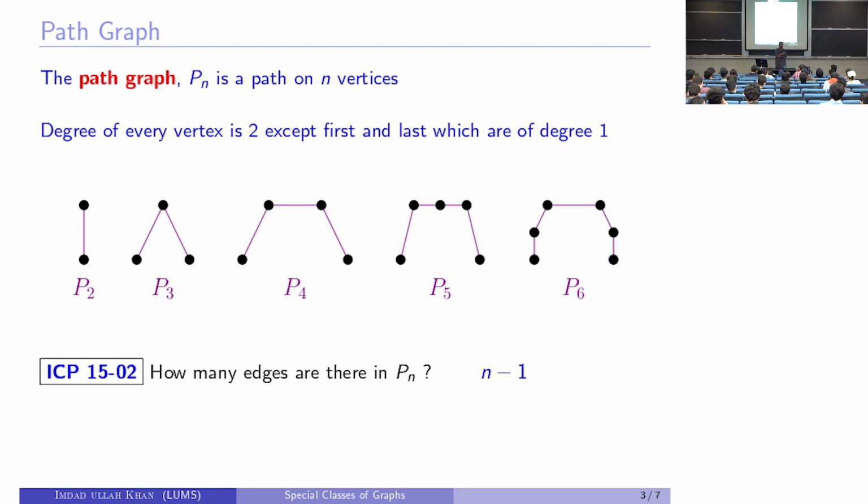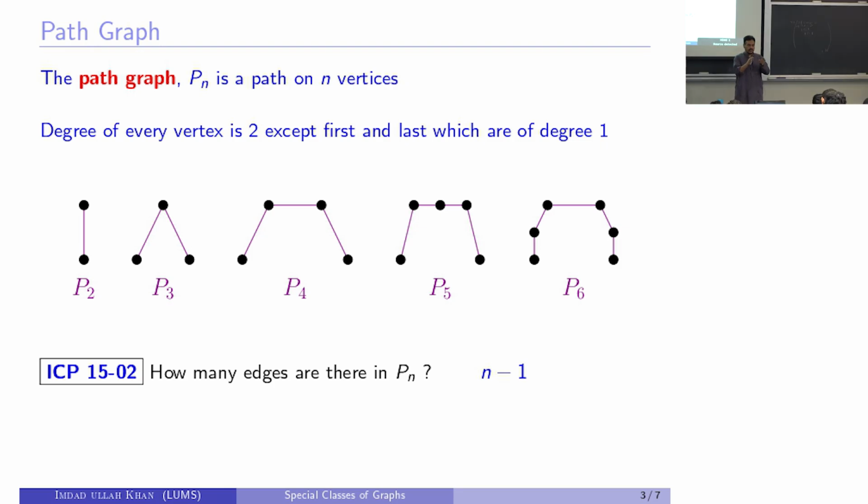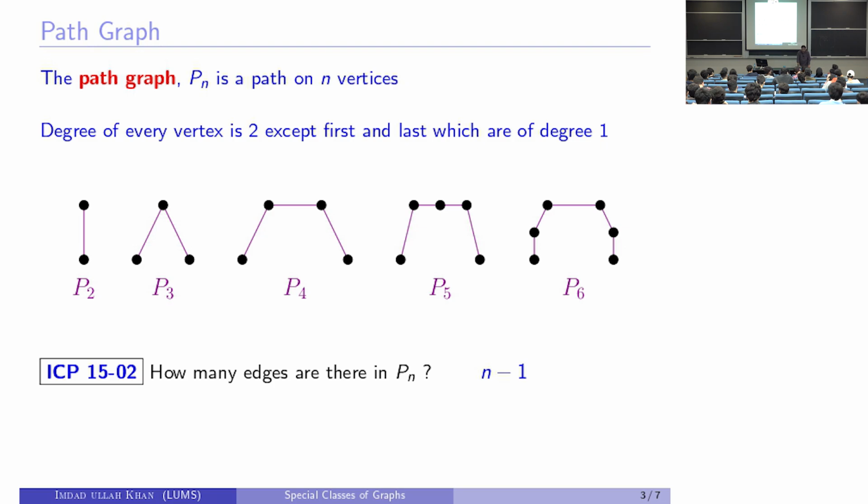Okay, and earlier also we said that the path has exactly n minus 1 edges, right? So if there are 5 vertices, there is an edge between every successive pair, and the number of these pairs is n minus 1. Okay, so the number of edges will be n minus 1.